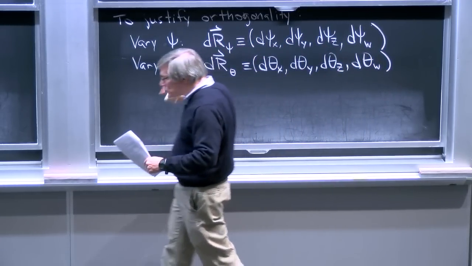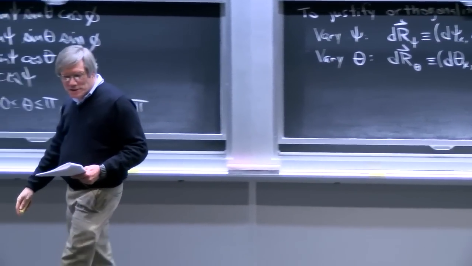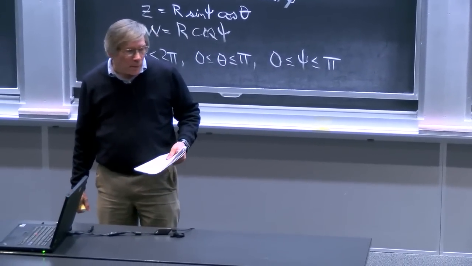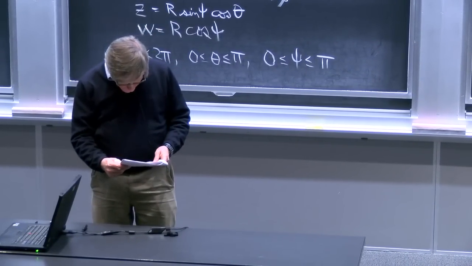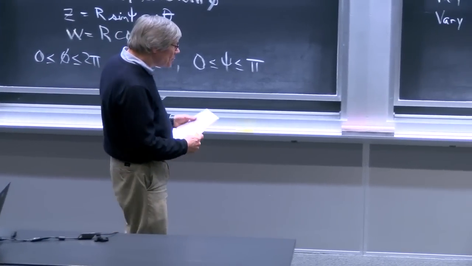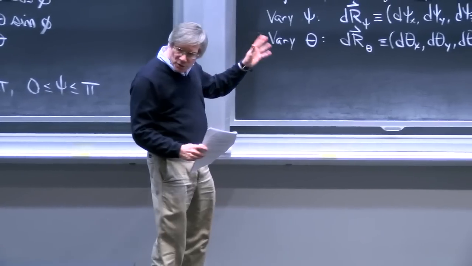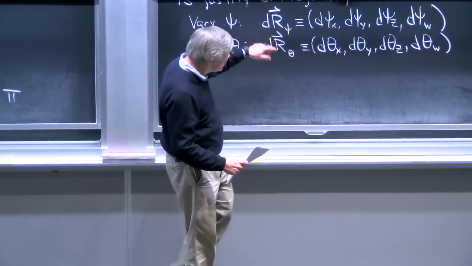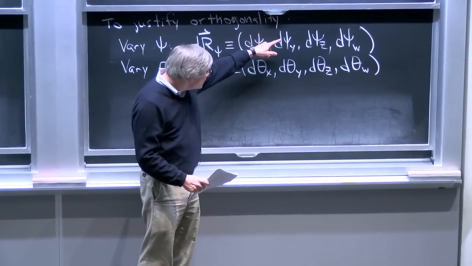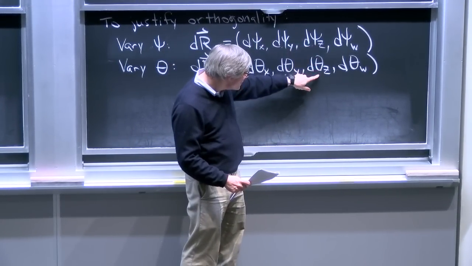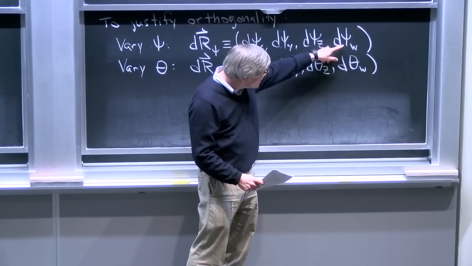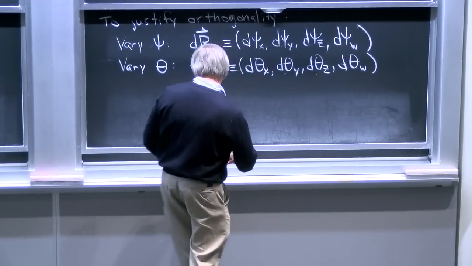So these are just definitions. I haven't said any actual facts yet. But I've defined these 2 vectors and given names to their components. And now we want to look at them and take their dot product. Their dot product is just a 4-dimensional Euclidean dot product. So the dot product is just dx times d theta x plus d psi y times d theta y plus d psi z times d theta z plus d. Yeah, maybe I should write it.